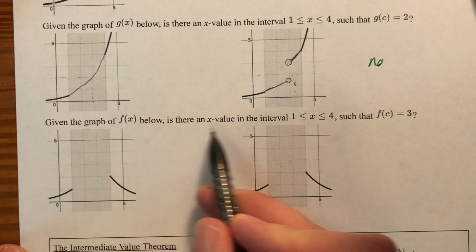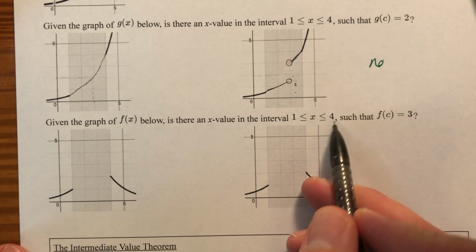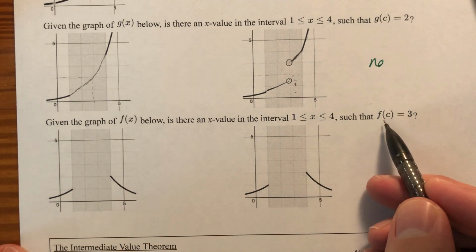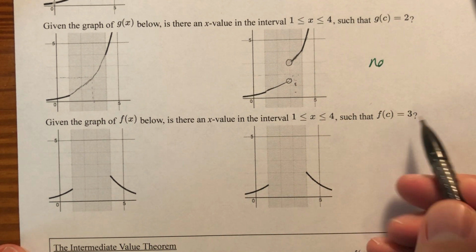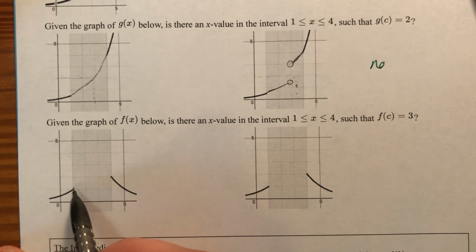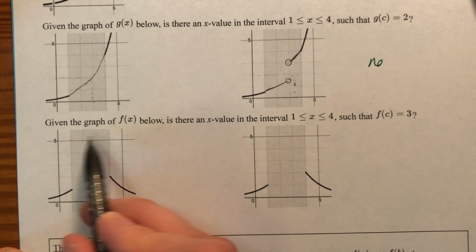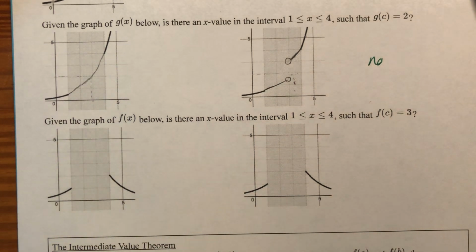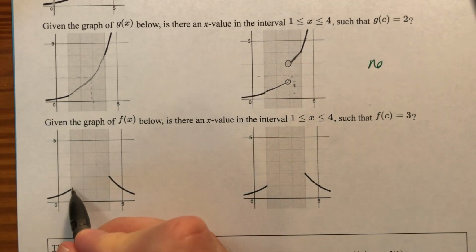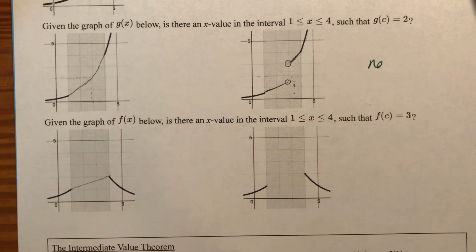Given the graph of f below, is there an x value in the interval from 1 to 4, looking for an x value here, such that I am going to have an output of 3? So here's 3. I'm wondering if this graph ever reaches 3. Well, I don't know what happens behind this little shaded part. That's the veiled portion. So maybe not.